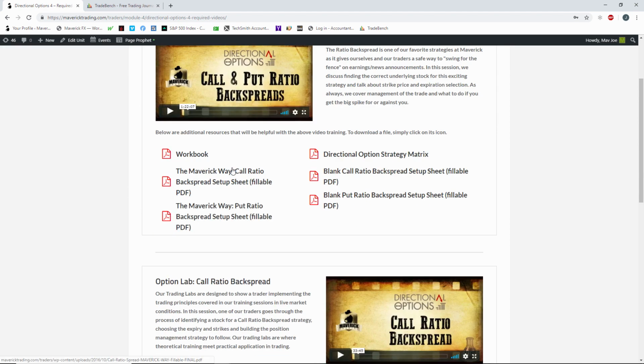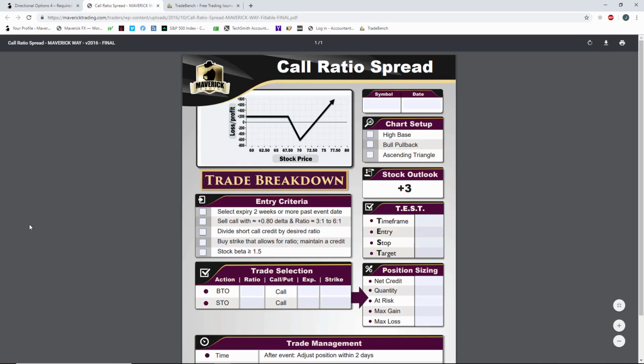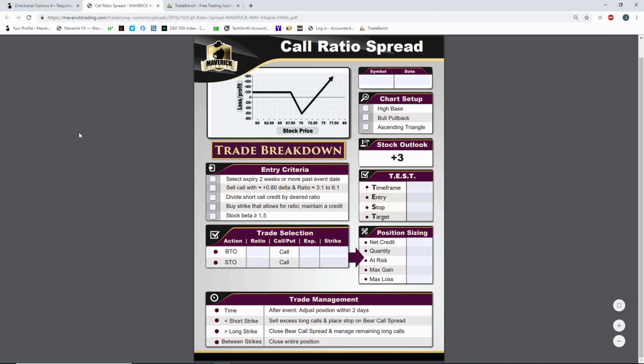So I have two different worksheets. I've got a call ratio spread worksheet and a put ratio backspread worksheet as well. I'm just going to pull one up for an example. Now, if you have figured this out as you have been going through the courses before we finish up the directional options classes, you notice that each one of these has an opposite, a call ratio and a put ratio. You could also almost assume, but double check just in case, that the entry criteria and the trade management systems are going to be very similar for both.